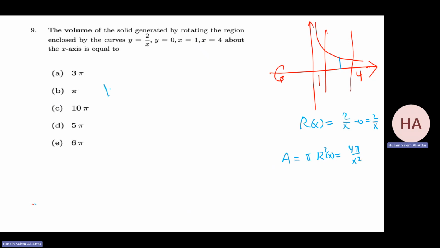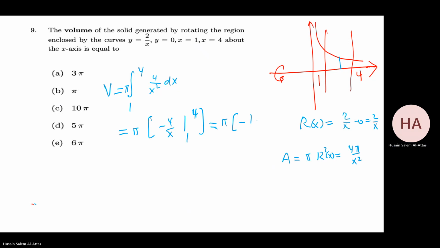So what is the volume? The volume will be from 1 to 4 of pi r squared, which is 4 over x squared dx. We'll do the integration. That gives me what? Minus 4 over x from 1 to 4. That gives me minus 1 minus minus 4, that gives me 3 pi.